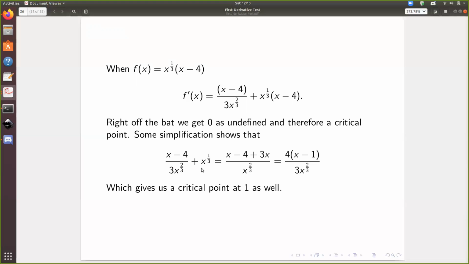Here's some simplification I did. I combined, not like terms, I combined fractions. So I raised the x to the 1/3 here to a common denominator. I multiplied it by 3x to the 2/3, and that's just going to be 3x. So you combine the 3x and the x here, and you get 4x minus 4. Factor the 4 out, you get 4 times x minus 1, and we get a new critical point, which is going to be 1. And there's really not much more to do here.